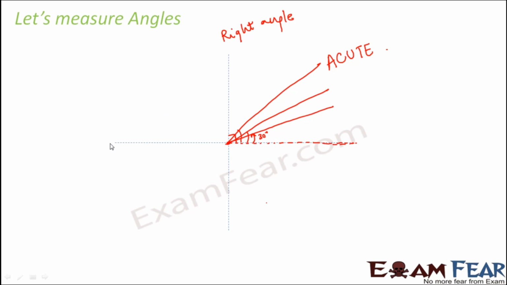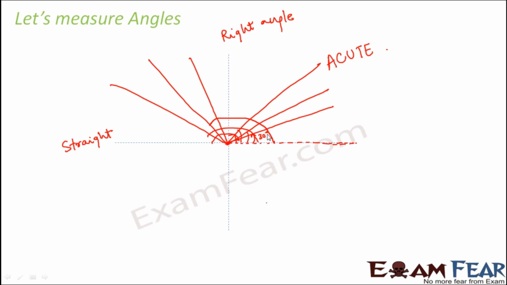Anything more than 90 degree but less than 180 degree. 180 degree is your straight angle. All those angles which come in between 90 and 180, this is the angle, similarly, this is the angle. All of these angles are referred to as obtuse angles.